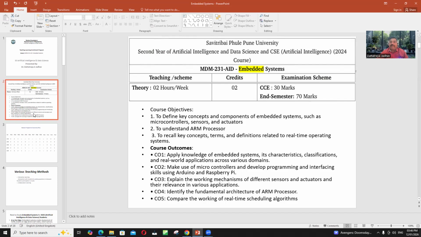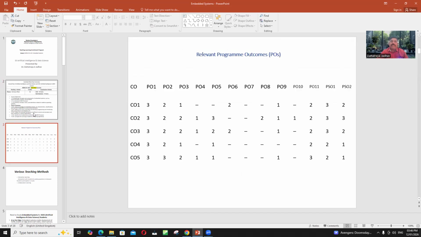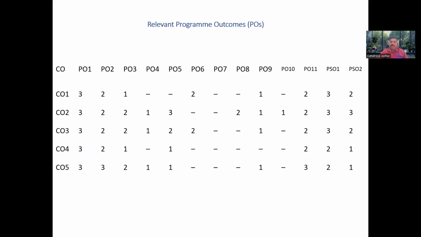Then identifying the fundamental architecture of the ARM processor. You also learn the ARM processor, and compare the working of real-time scheduling algorithms. So these are all the parameters we have to consider. Regarding this, I have some mapping of COs and POs related to your course, whatever the university has allocated.